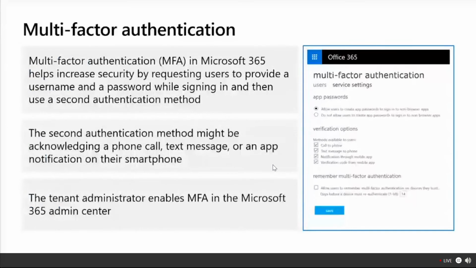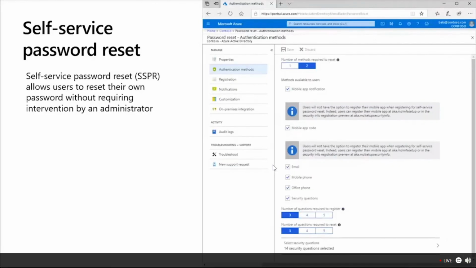Microsoft 365 has an option for multi-factor authentication, also known as MFA. This increases security by having users provide a second authentication method when they sign in. This might be something like acknowledging a text message or a phone call or having some other notification on their phones. If you want to enable MFA in Microsoft 365 Admin, then a tenant administrator can do so by enabling it here.